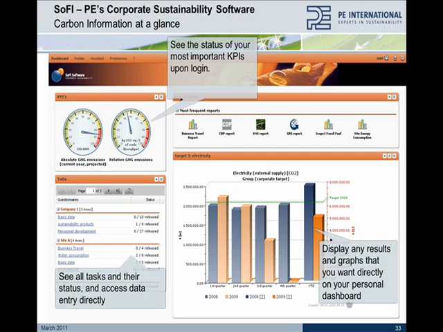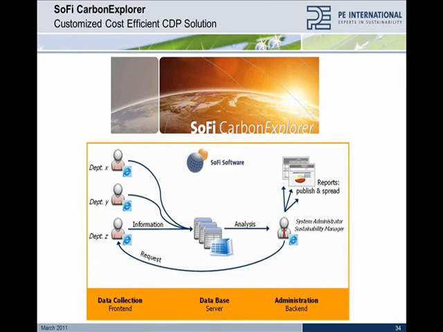So SOFI is a multi-purpose tool. You can use it for a lot of different purposes. For CDP reporting, we've developed a specialized version called SOFI Carbon Explorer. And this is a tool that uses the SOFI platform, and it enables you to have multiple users entering data into it, and then centralized control of that, and being able to respond to all of the CDP questions. It includes both the quantitative questions as well as the qualitative questions.